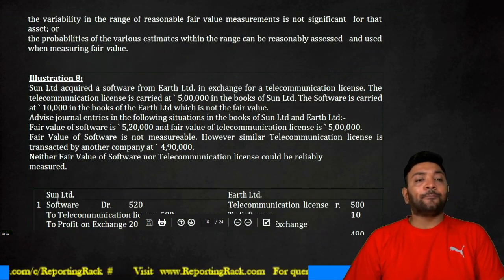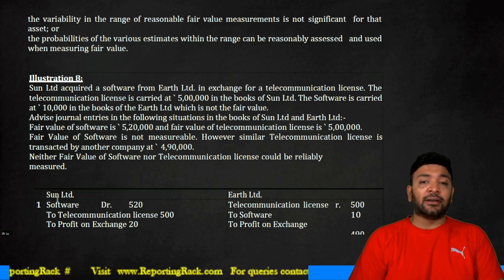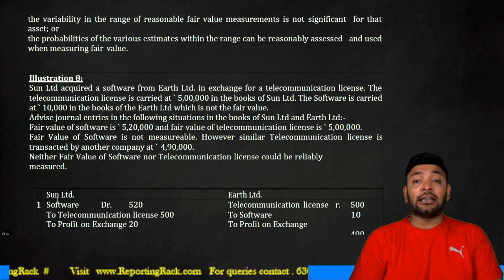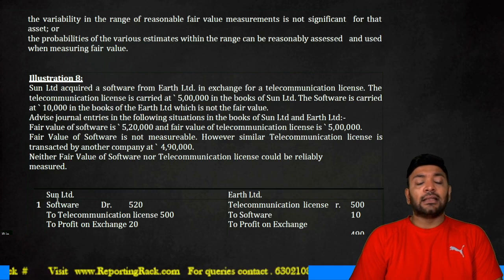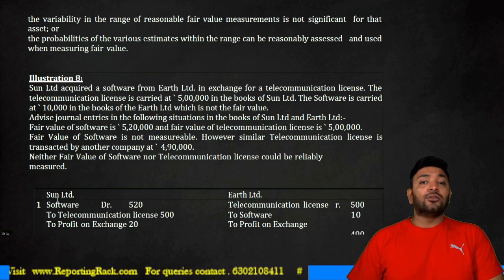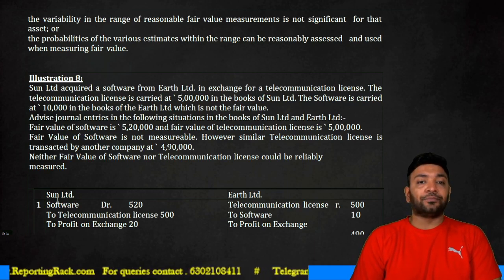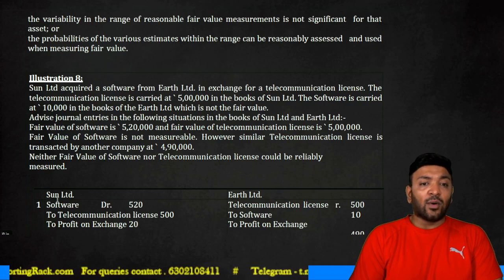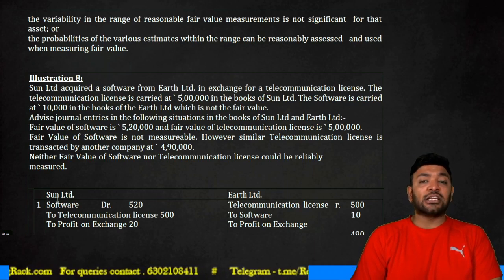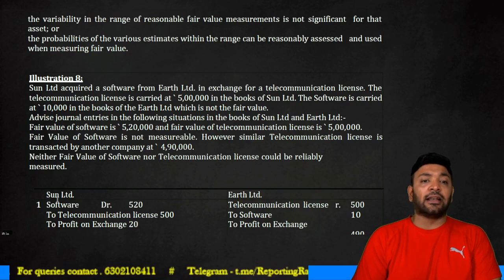Illustration number 8. Sun Limited acquired a software from Earth Limited in exchange of a telecom license. The telecom license is carried at 5 lakhs in the books of Sun. The software is carried at 10,000 rupees in the books of Earth. Advice: in the following situations, what should be booked in the books of Sun Limited and Earth Limited?